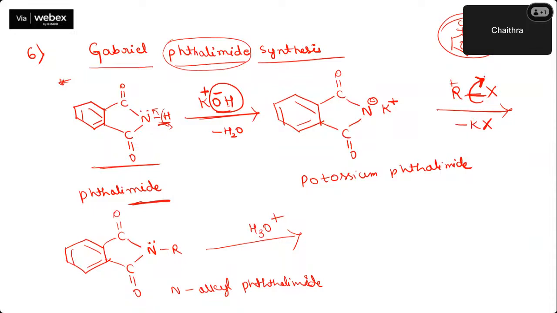Can I take aryl halide in this example? Yes or no, you answer. Aryl halide means the benzene ring should be attached to X. You can't cleave this bond, so you cannot take aryl halide. Okay.